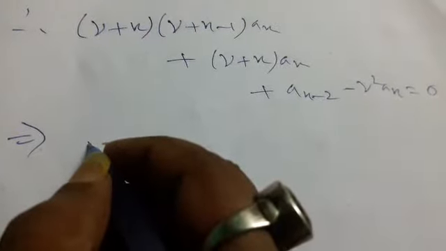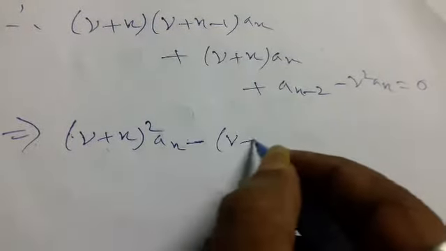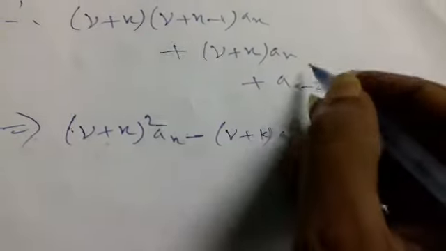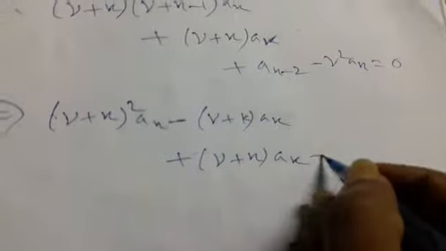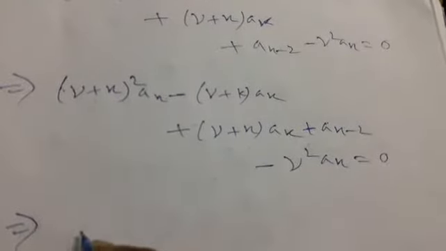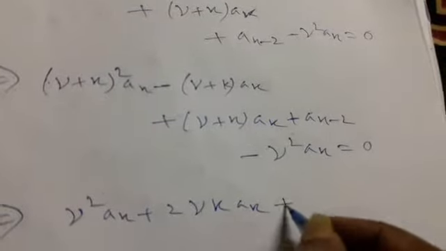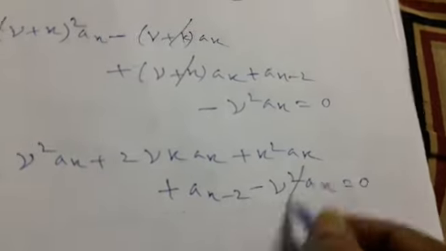And if we break these terms, we find (gamma plus k) whole squared a k minus (gamma plus k) a k, plus (gamma plus k) a k, plus a k minus 2 minus gamma squared a k is equal to 0. If we expand this bracket, these two terms are already cancelled, so it will be gamma squared a k plus 2 gamma k a k plus k squared a k, plus a k minus 2 minus gamma squared a k equal to 0, and gamma squared already cancelled.